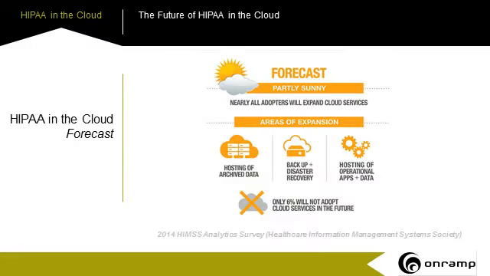Now, HIPAA in the Cloud 4 class, according to the HIM survey again, is partly sunny. Nearly all adopters will expand cloud services. We're going to see the hosting of archive data, again, backup and disaster recovery, and the hosting of operational apps will be the areas of expansion.